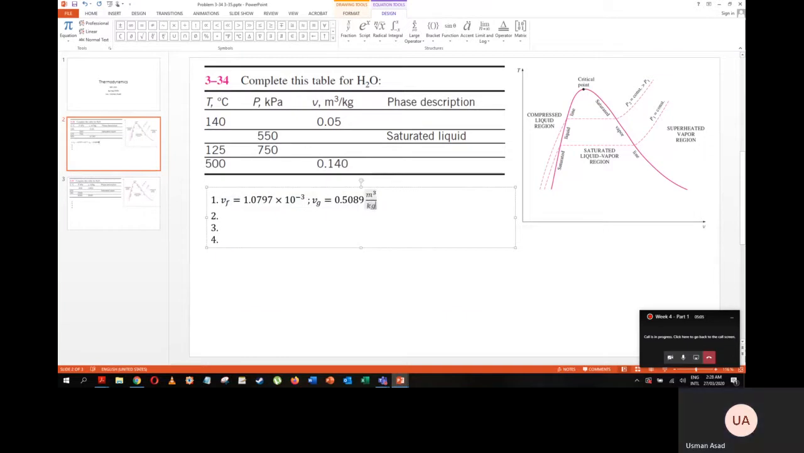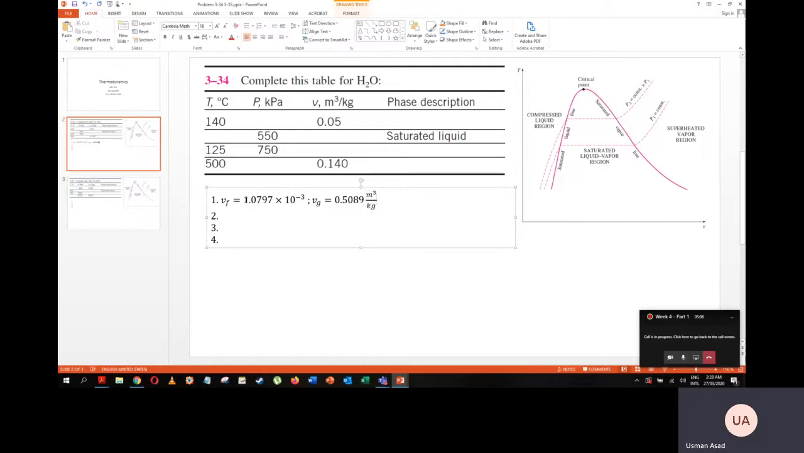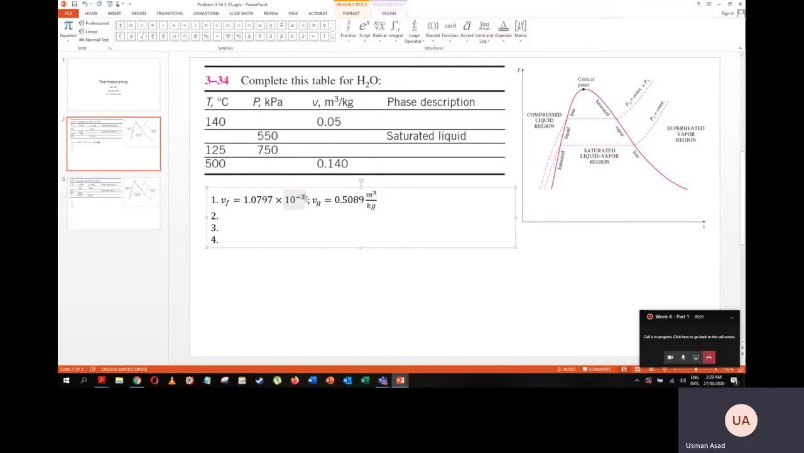Okay? What that suggests is if your value of V is between these two values, then you're definitely within the mixed region. Okay? So is 0.05 between these two values? And the answer is that, well, obviously, because this value of VF is almost 0.001, right? So 0.05 is definitely somewhere between these two values, between the value of VF and VG. So we lie somewhere in between, okay? So you can find just about any other property that you might need based on this information.